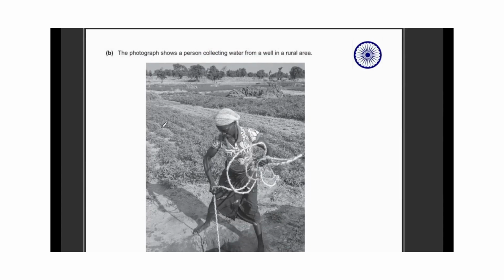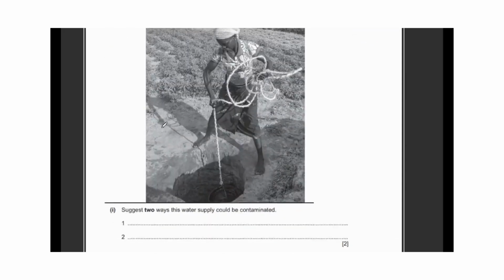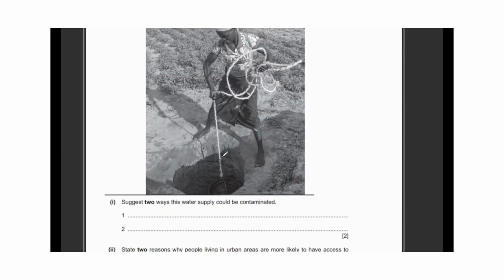Now, a photograph of a lady here. She is collecting water from a well in rural area. Okay, from well she is collecting the water. Suggest 2 ways this water supply could be contaminated. See, for you it is very easy. You just open the tap or the RO and drink water. But in most of the part of our country, specifically let's say South Africa or even India, people do travel 5 to 10 kilometers to actually have this basic need, water.